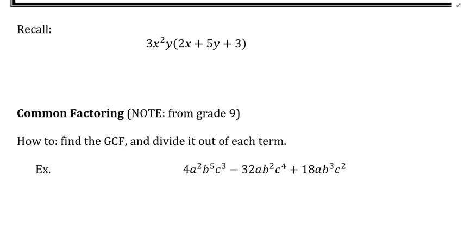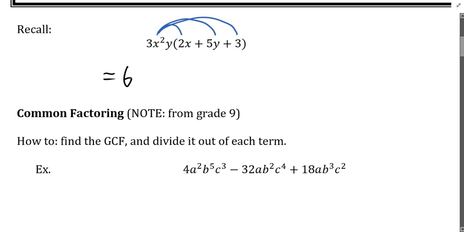If I had a question like this, 3x squared y times that trinomial, what would I do? Well, I would multiply this through by each of those things, wouldn't I? And it would look like this. 3 times 2 is 6. X squared times x, add the exponents. 2 plus 1 is 3, so x to the 3. And then y times the 2x doesn't have a y, so it's just y.